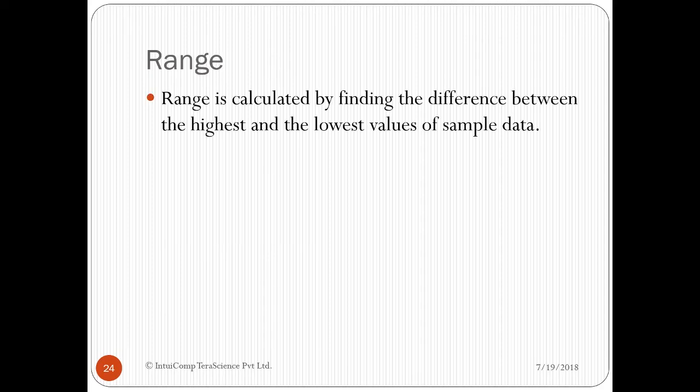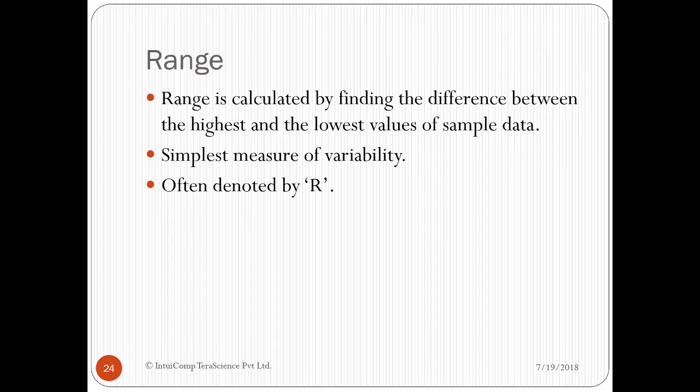So what is range? Range is calculated by finding the difference between the highest and lowest value of sample data. It is the simplest measure of variability and is denoted by R. It does not make full use of the available data, and it can be misleading when data is skewed or in the presence of an outlier. Just one outlier will increase the range dramatically.